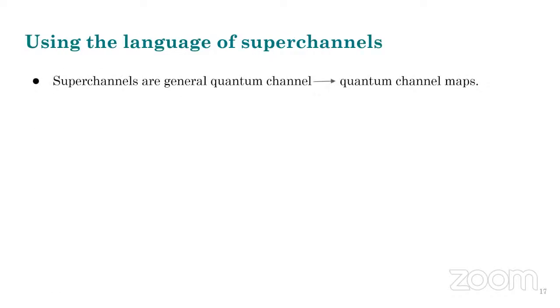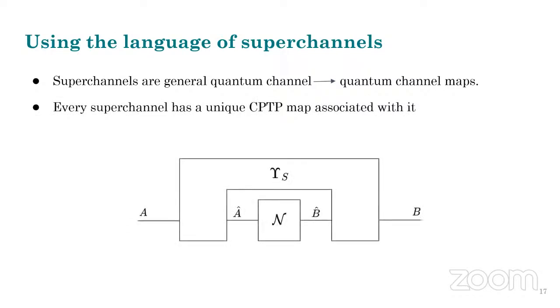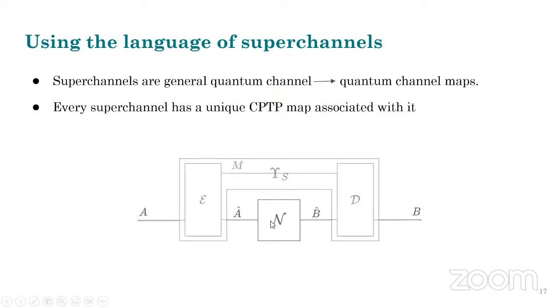So it is helpful to use the language of superchannels. A superchannel is a general map that takes a quantum channel to another quantum channel, and every superchannel has a unique CPTP map associated with it. So if you consider the channel N that goes from A hat to B hat, you can apply a superchannel epsilon S that would change it. So this whole thing is a new quantum channel, and it has been shown that this can be decomposed in the following form: you apply an encoder and a decoder, and they are connected with a memory system.